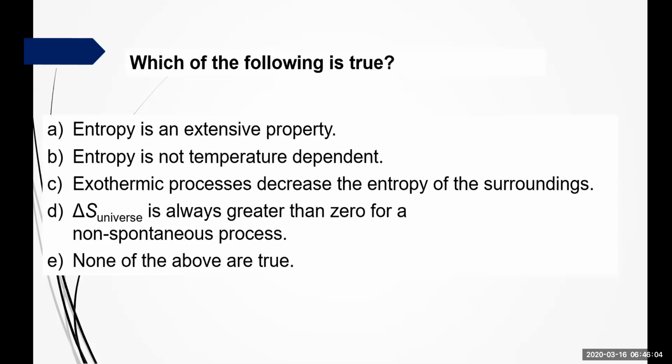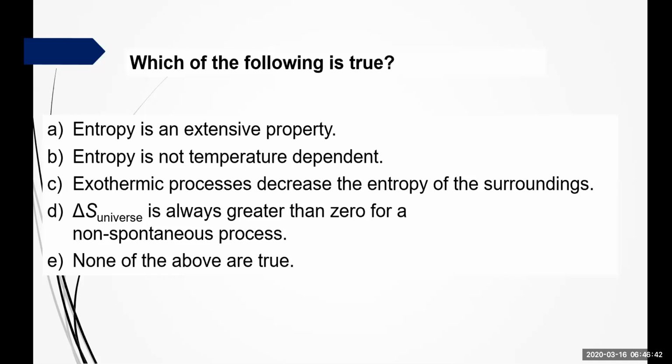Now, our delta S of the universe does generally go up, but that doesn't mean it's always true for a non-spontaneous process that it is greater than 0, right? A non-spontaneous process means that we have to input energy, and if we input that energy, then we can overcome that entropy barrier, right? So as long as we're inputting that energy to make it happen, our delta S of the universe doesn't always have to be increasing. And so D is definitely not always correct. It would be more correct with a spontaneous process, right?